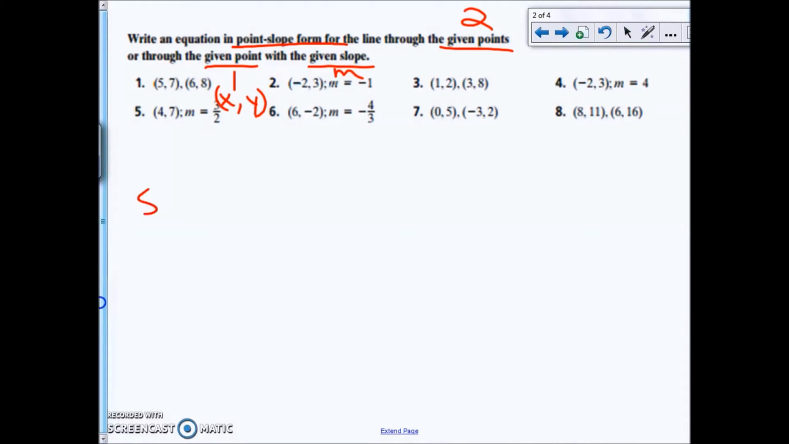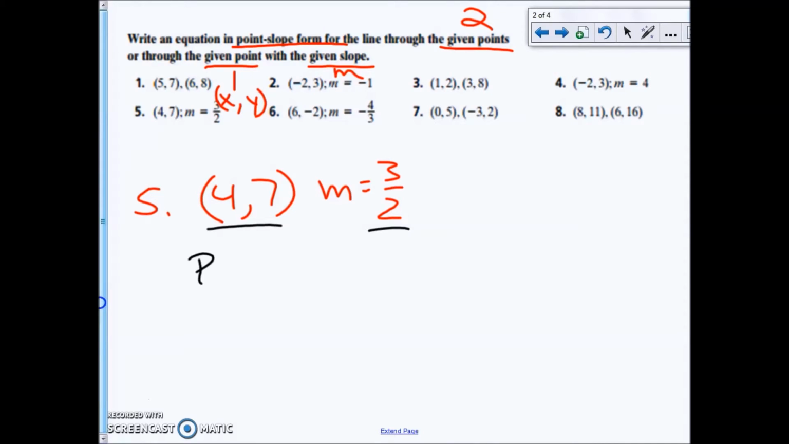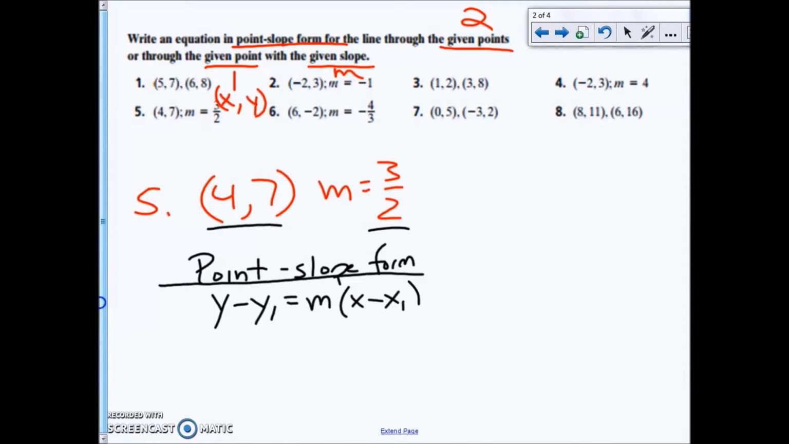So let's take a look at number 5. Okay, number 5 says they give us the point (4, 7), and they give us a slope of 3 over 2. So if they are giving us a point and the slope, we should use point-slope form. You don't have to, but that's what by name it suggests would be the easiest. So point-slope form again, remember, is y minus y1 equals m times x minus x1. I'm going to write that down just to make sure we got it.